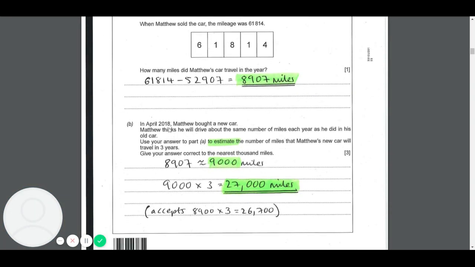April 2018, he bought a new car. He thinks he will drive about the same number of miles each year as he did in the old car. Use your answer to part A to estimate. So estimate means we're going to round to a nice easy number. So what's a nice easy number near 8,907? It's 9,000. So we're going to use 9,000 for our estimate. It's travel in 3 years, so 9,000 times 3, 27,000 miles. If you just got rid of the 7 and did 8,900, it would also accept that, but this is the better and easier way to do it.